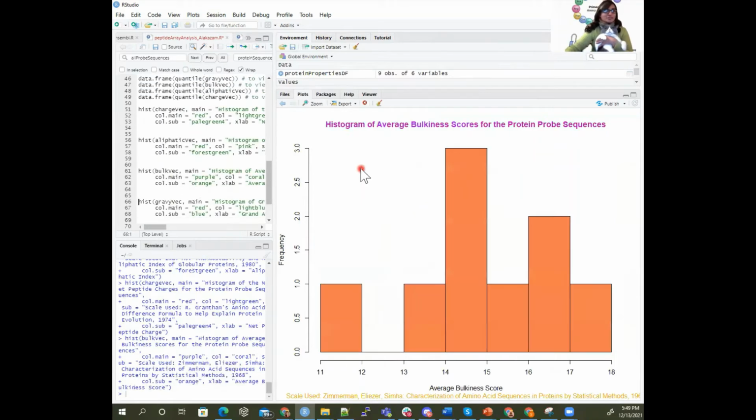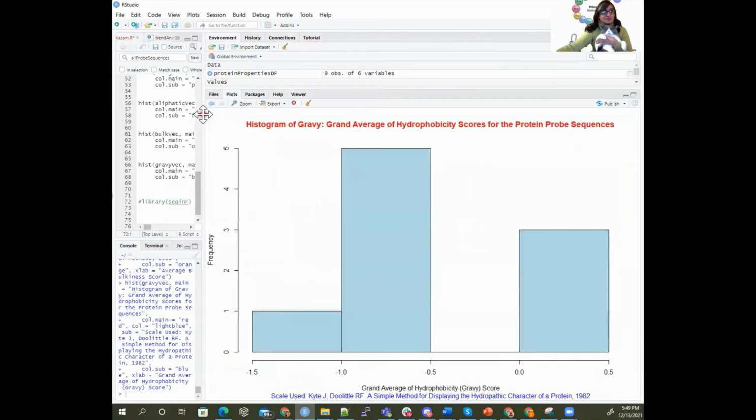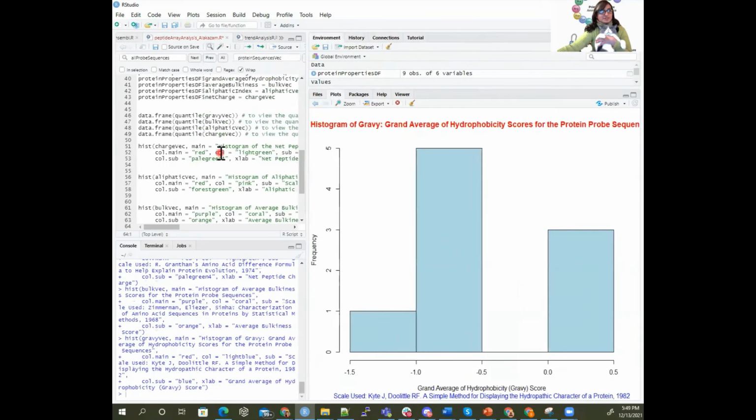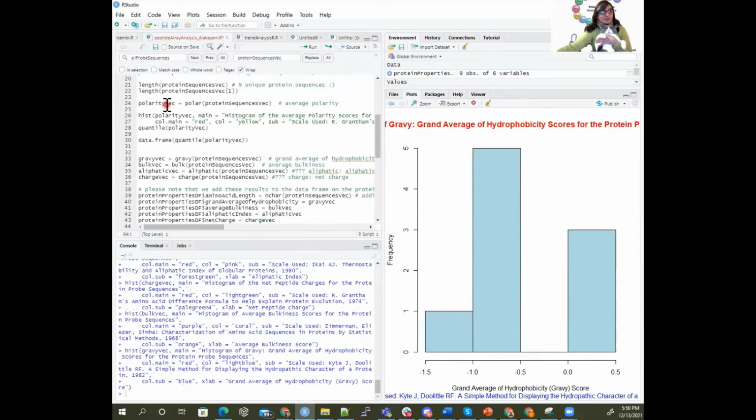We can also look at the histogram for the bulkiness score as well. We see a lot of them are centered around here, 3 out of the 9, a third are here. Then the GRAVY, grand average of hydrophobicity scores, for the protein probe sequences as well. So there are a lot of different metrics here. I just want to show you these different functions that we used. I was mainly showing you how we can look at the polarity, and also how we can look at gravy, bulk, aliphatic, and charge as well.